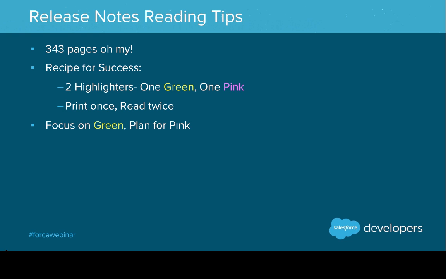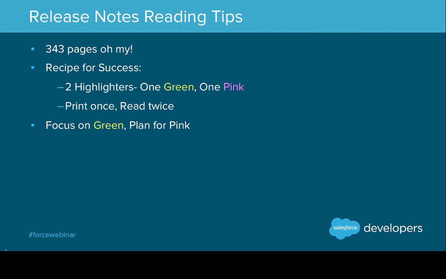We're going to read through the release notes and highlight everything in green that is automatically turned on or something that could potentially impact a business process. So anything that's new that comes out, we want to highlight that in green. We want to start having those conversations right away. And the second time we read through it, we want to highlight anything that's in pink.